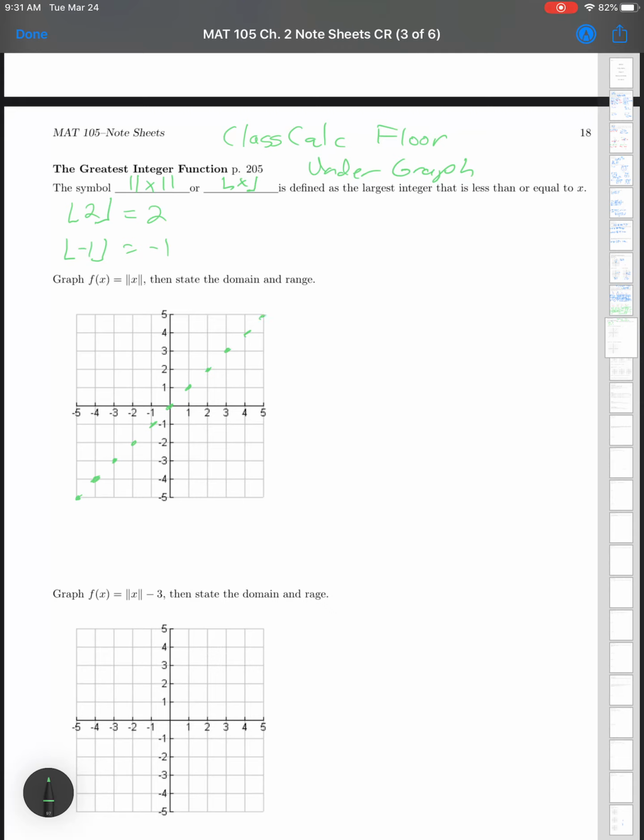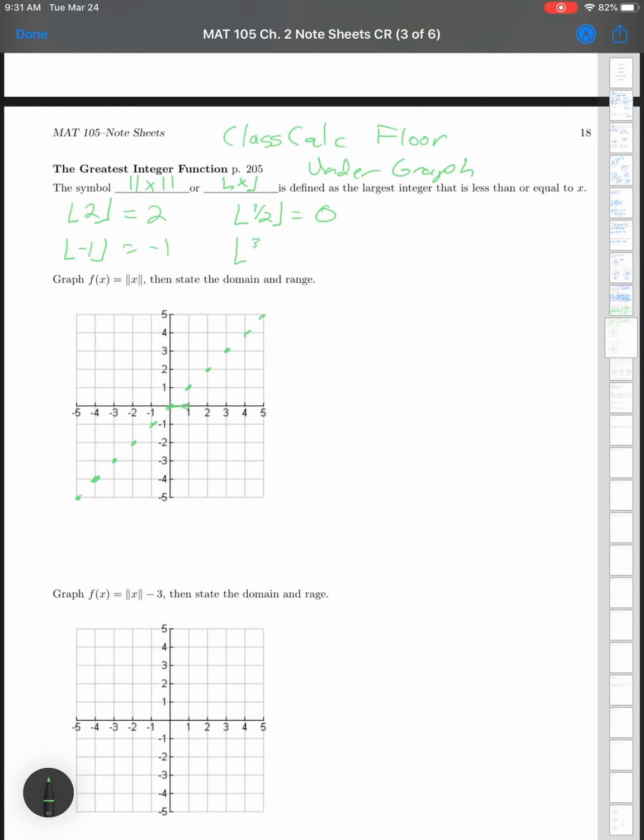Now, where things get interesting with these graphs is the stuff that happens between them. So for example, if I did the greatest integer function of 1/2, I want the largest integer that is less than 1/2. Well, that's just 0. So the largest integer less than 1/2, because 1/2 is right here on the graph, is 0. So for any number between 0 and 1, I'm going to get 0. So I get a little line that looks like this. But when I get to 1, I put an open circle because I jump up to 1.